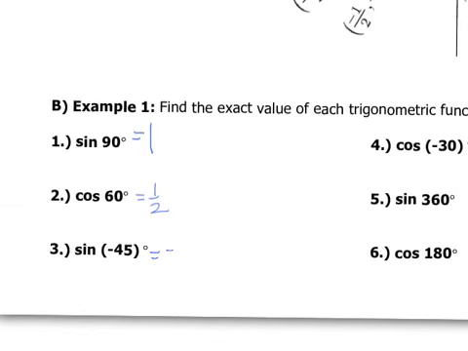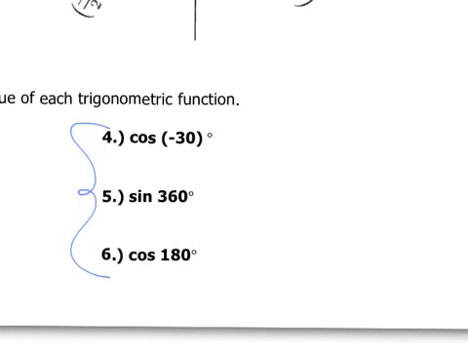All right, I'm going to give you about 3 minutes to do 4, 5, and 6. Go. All right, pick up. Cosine of negative 30 degrees. What do you have? Radical 3 over 2. Very good. What about sine of 360 degrees? 0. Very good. What about cosine of 180? -1. All right, very good.